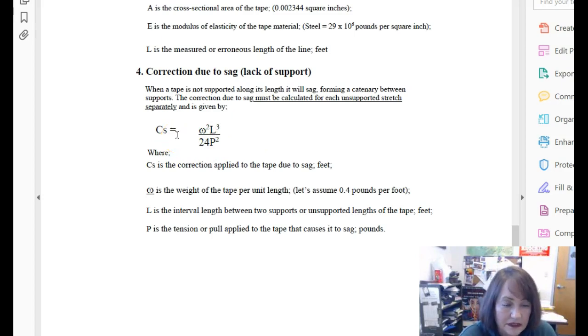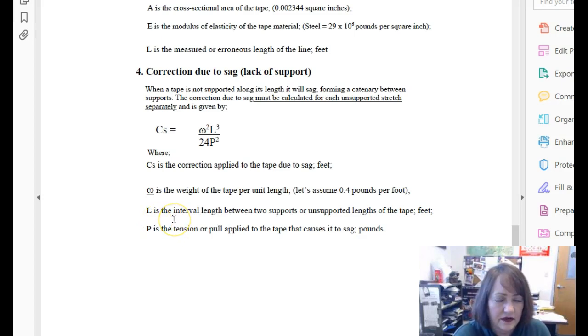Or it would be more realistic to say that my measurement was 284 feet, which means I pulled the tape 100 feet, 100 feet, and then 84 feet. So you could put 100 feet here, multiply it by 2, and then put 84 feet in the next time and add all 3 of those together for the correction for sag. Once again, that's in feet. Omega is the weight of the tape per unit length, and a typical value would be 0.4 pounds per foot.